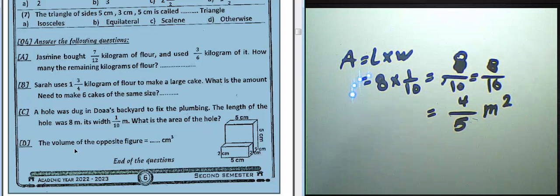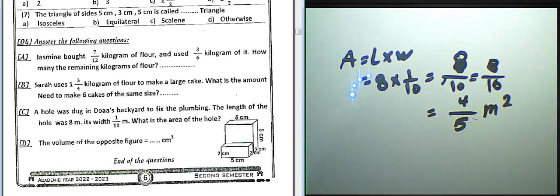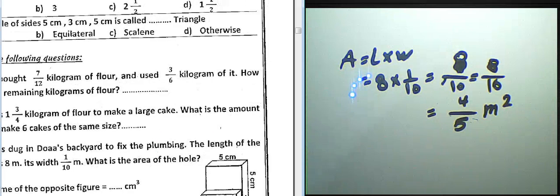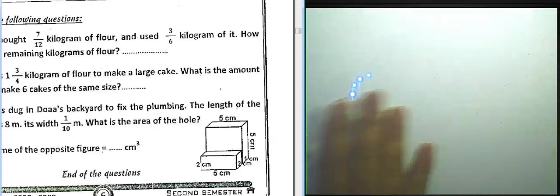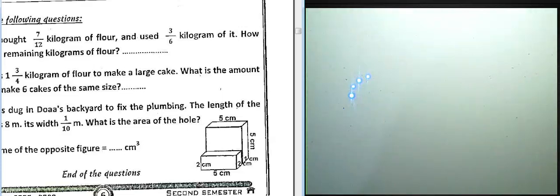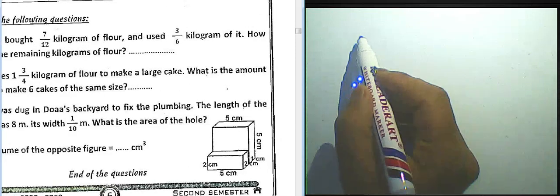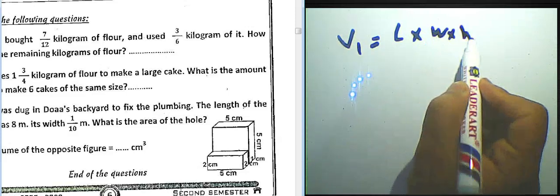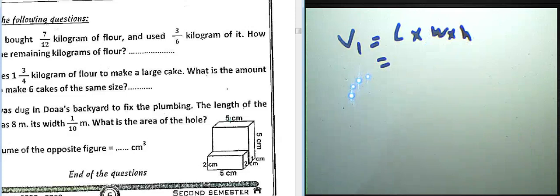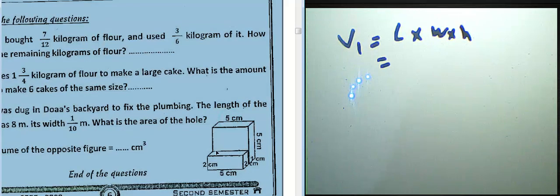The volume of the opposite figure here, we have a complex figure here. You must find the volume of the first cuboid and the second cuboid. We will add them. Okay, the volume 1 will be length times width times height. Here length is 5 centimeter, okay, and width 1 centimeter and the height 5 centimeter.